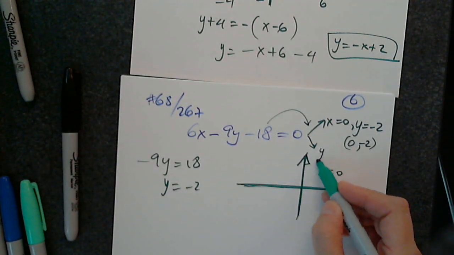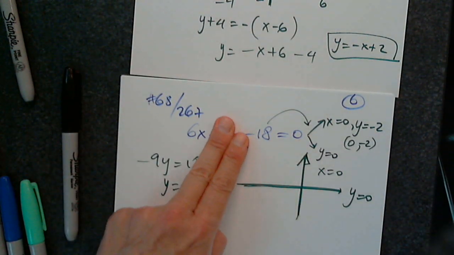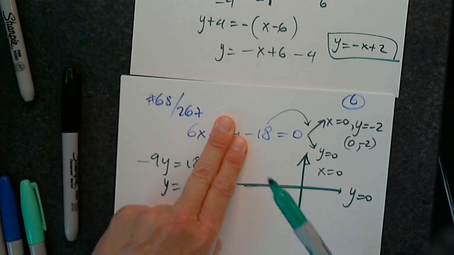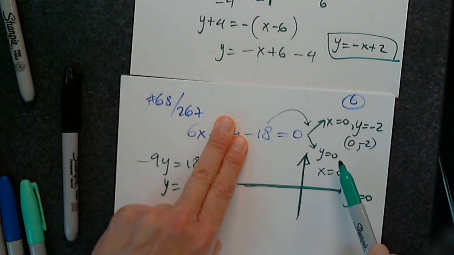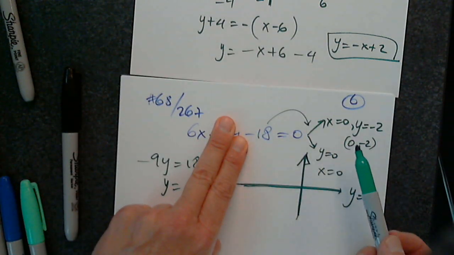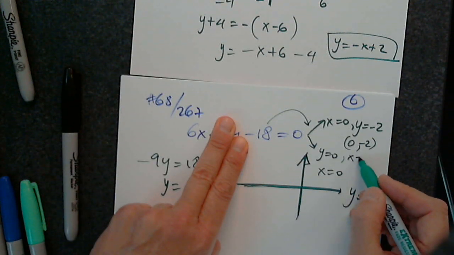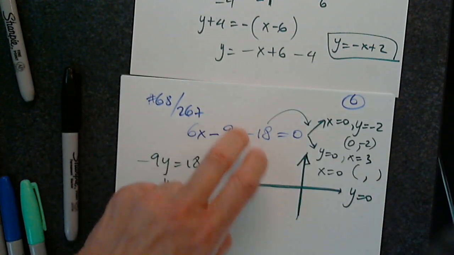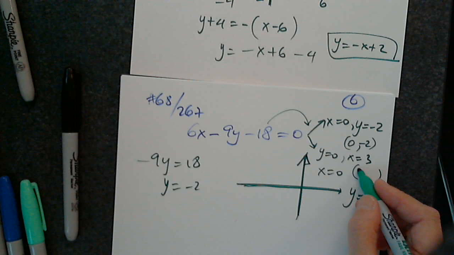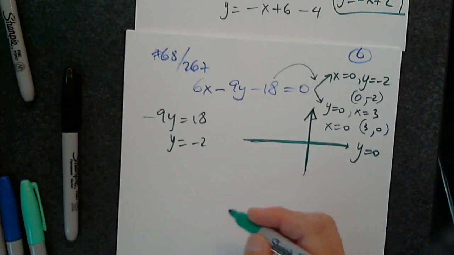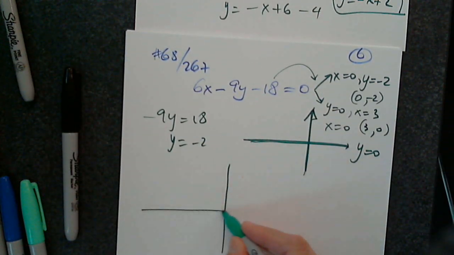The same thing with y equals 0. Just cover it. You have 6x equals 18. 6x equals 18. How much is x? So what is the ordered pair now? 3, 0. That's all we need.